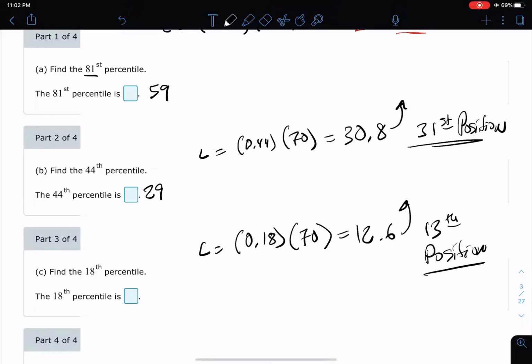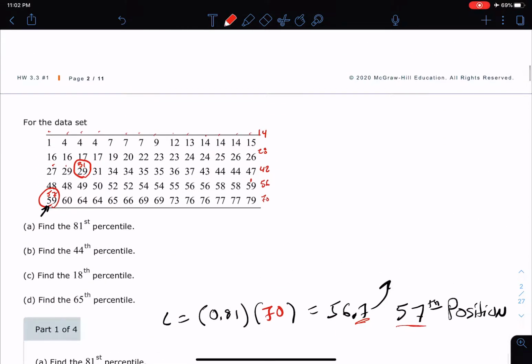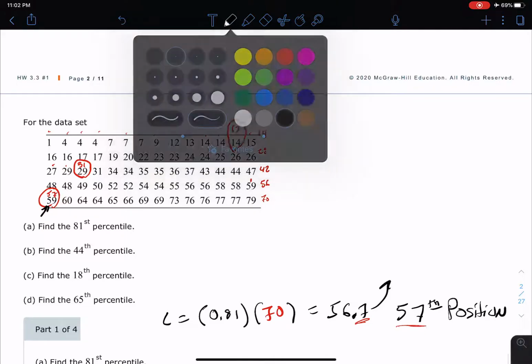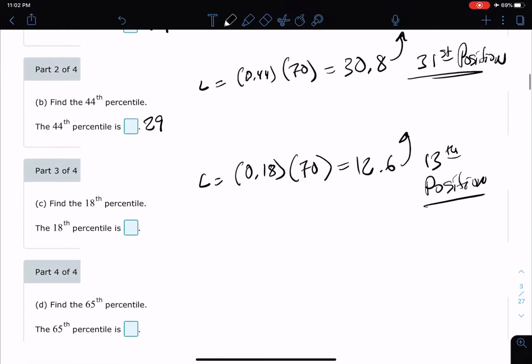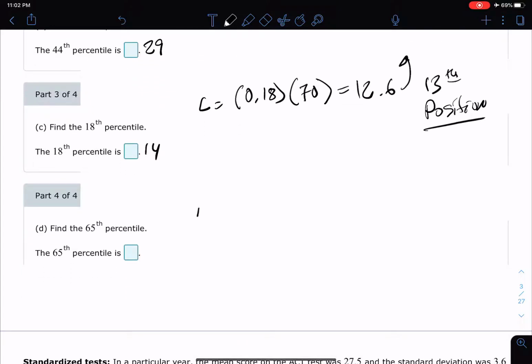So go to that 13th position and report what is at the 13th position. Well, this is 14th, so this must be 13th right here. And at the 13th position, I see the value 14. So 14 is going to be my 18th percentile. Last one on this page, I'm looking for the 65th percentile. Let's multiply 65 hundredths times 70 data points. And when we do the multiplication, we get another decimal, 45.5.